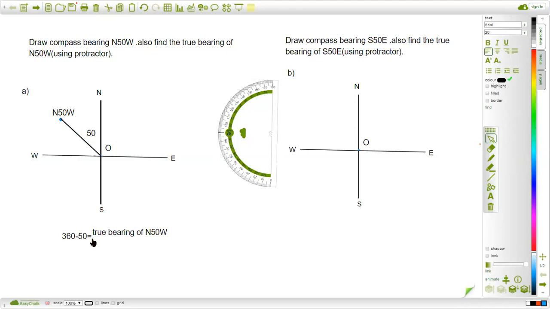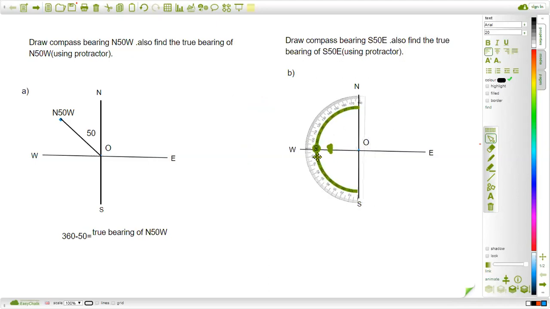Okay, this is the total solution of this first question, A number, and now let's solve the next question, B number. Here we have to draw the compass bearing of S 50-degree E. What is the meaning of S 50-degree E? From the pole we have to move 50-degree towards east. Okay, let's make the angle.